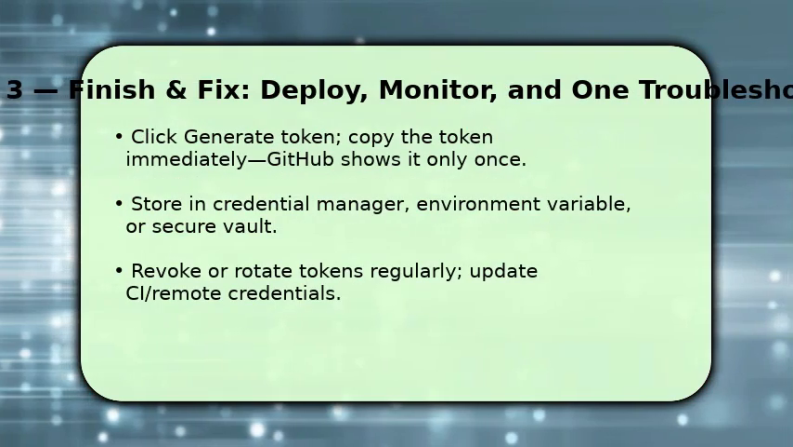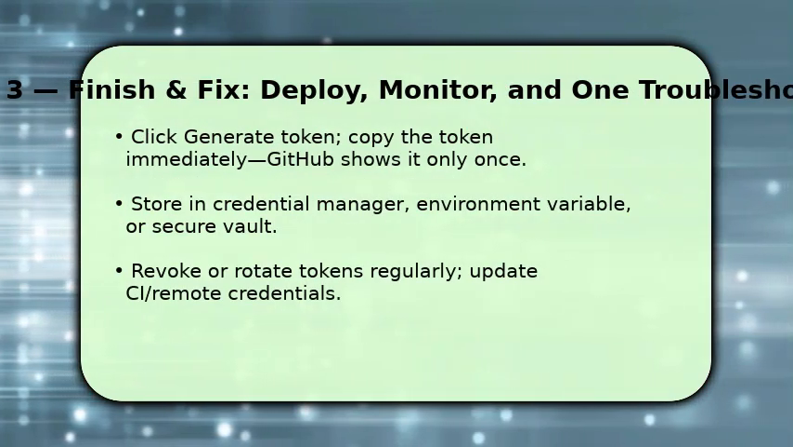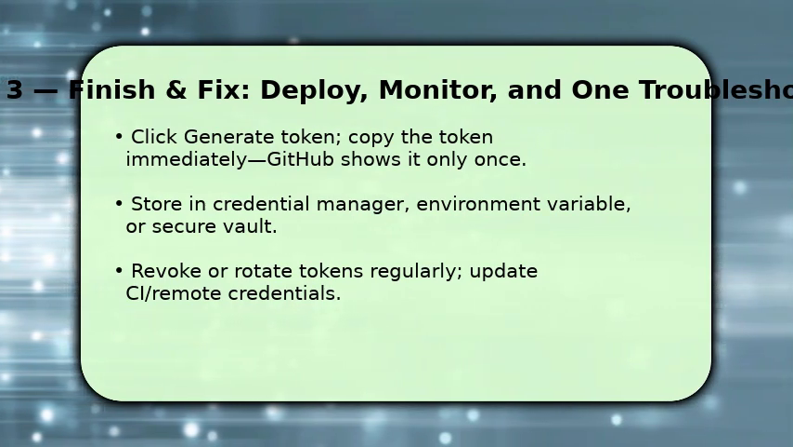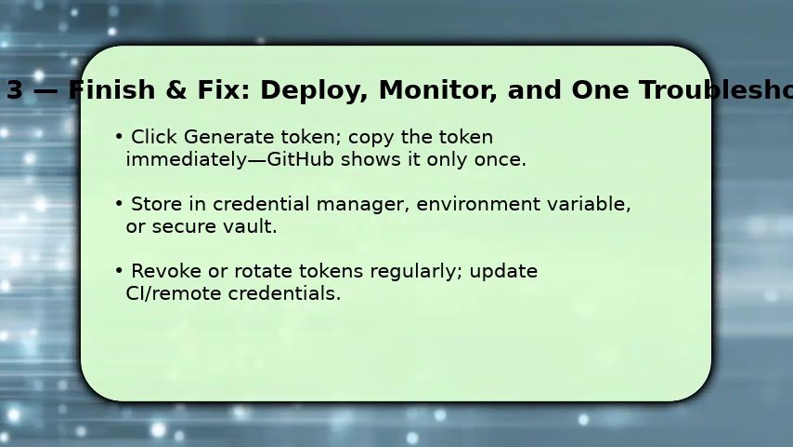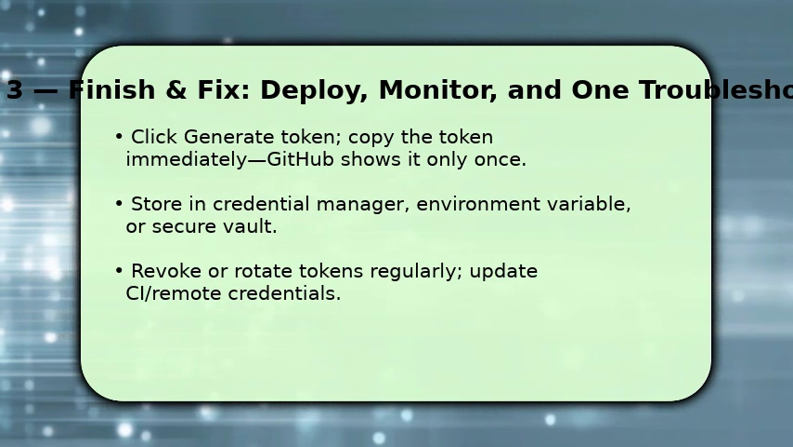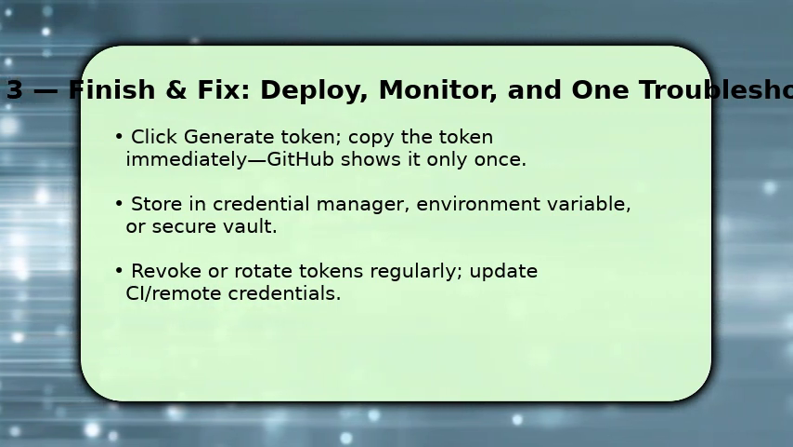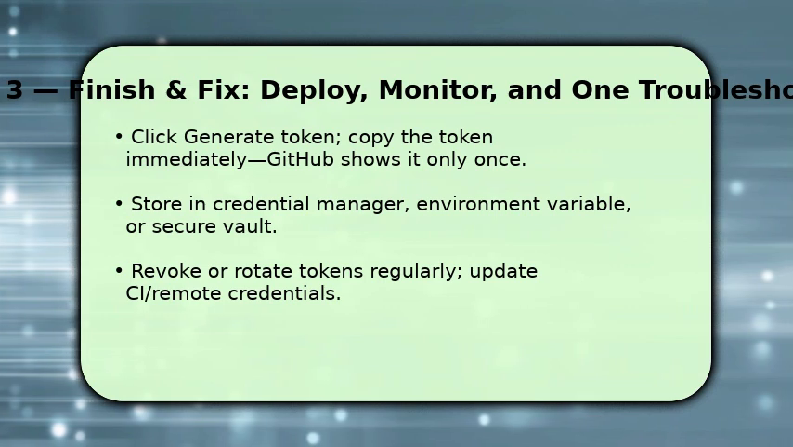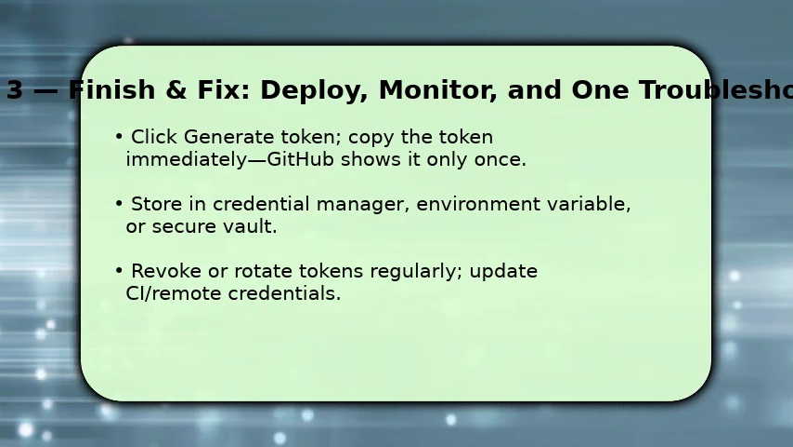After clicking Generate Token, copy the value right away. GitHub shows it only once, so store it securely in a password manager or secret store. Then update your local Git credentials or CI secret variables. For CLI use, set GITHUB_TOKEN or configure a Git credential helper.